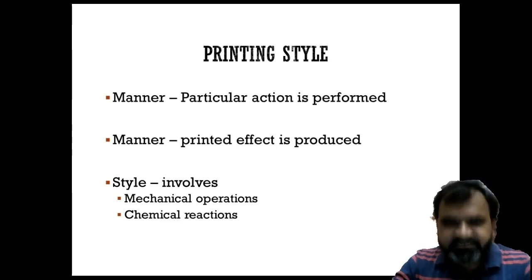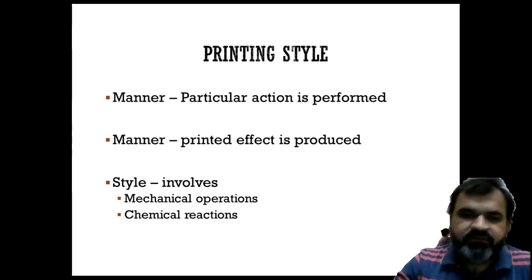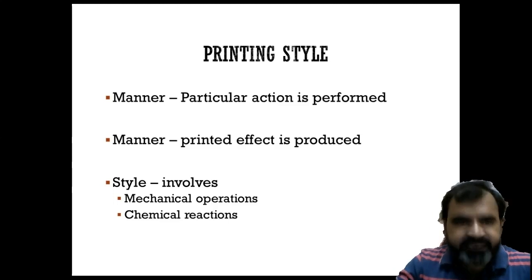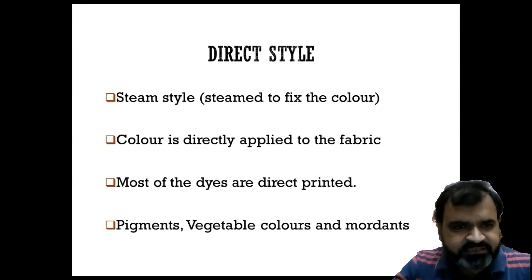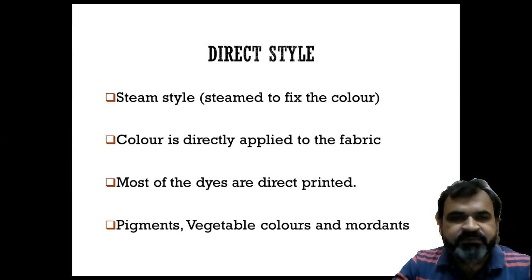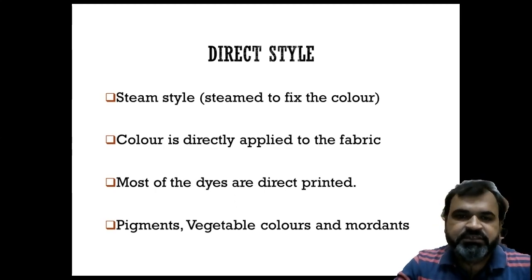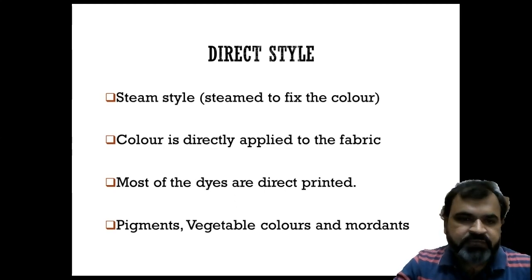And these styles are divided into two different areas. One is mechanical and one is chemical, so mechanical operations as well as chemical reaction. The first and most basic is the direct style. It is also known as the steam style because the color is fixed by steaming in a steamer or ager after printing. So you print color on your fabric directly and your fabric goes to the fixation area.